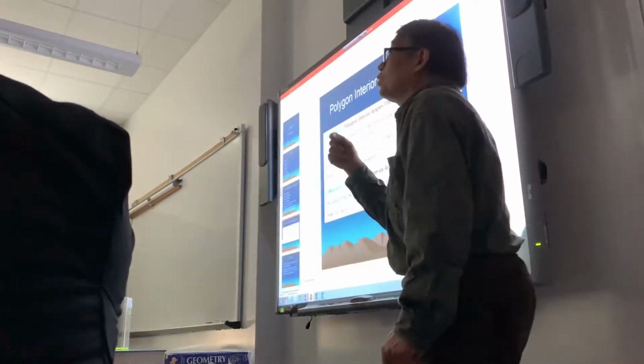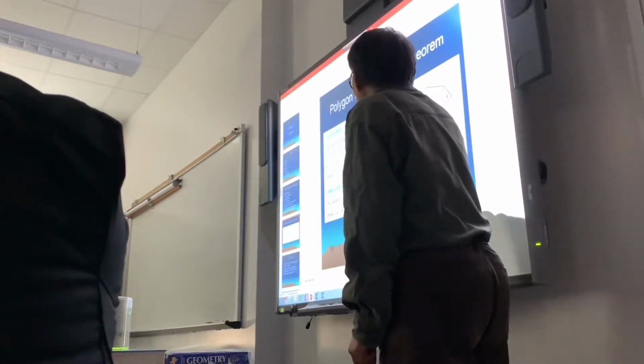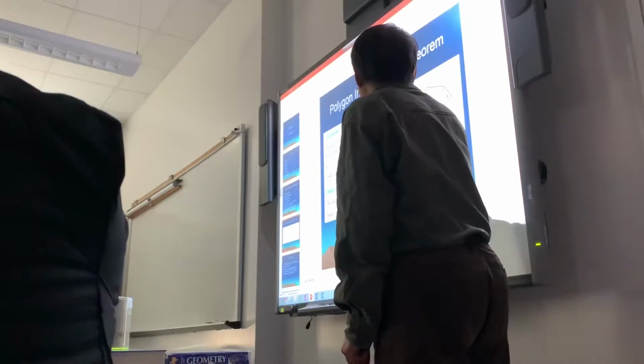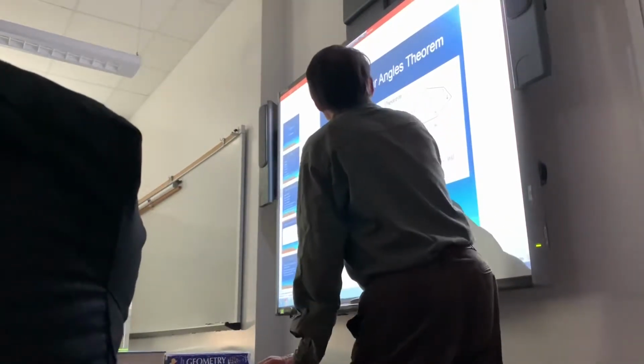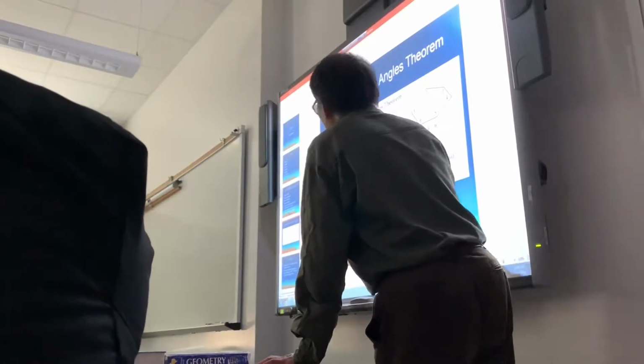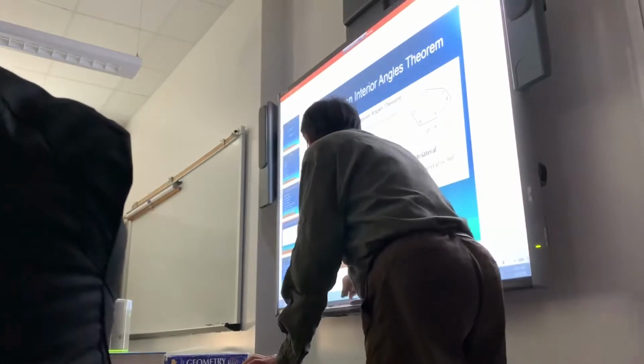If n is 3, it is a triangle. 3 minus 2 is 1, times 180, just 180. Quadrilateral, 4 minus 2 is 2, 2 times 180 is 360. Pentagon, and hexagon: 6 minus 2 is 4, 4 times 180 is 720, and so on and so forth. How do we get this formula?